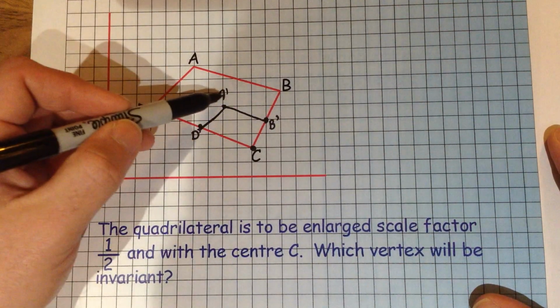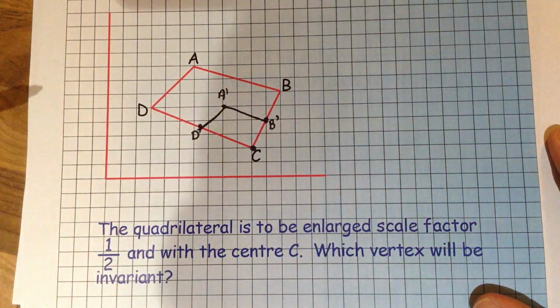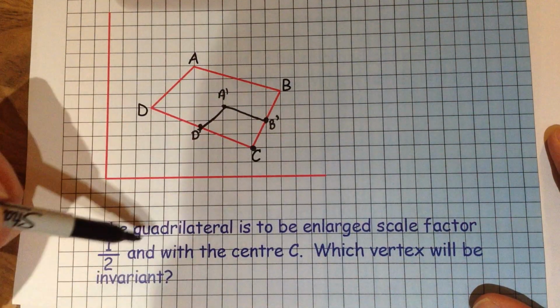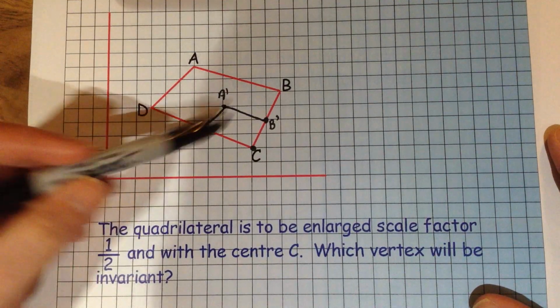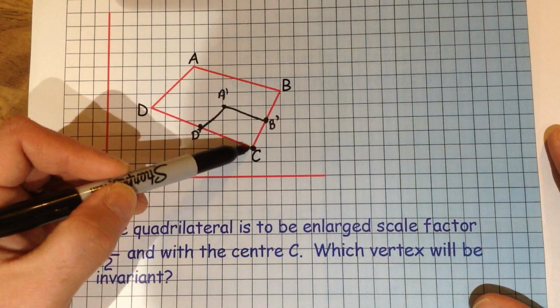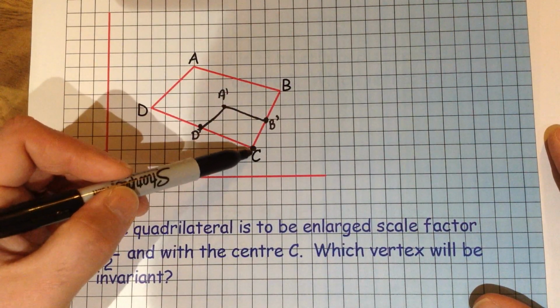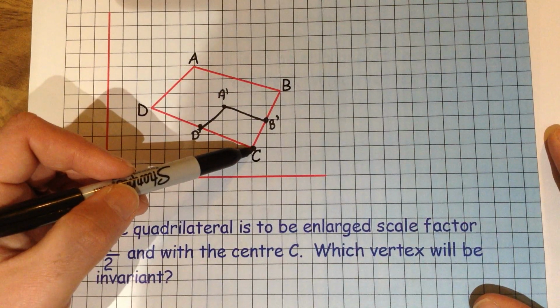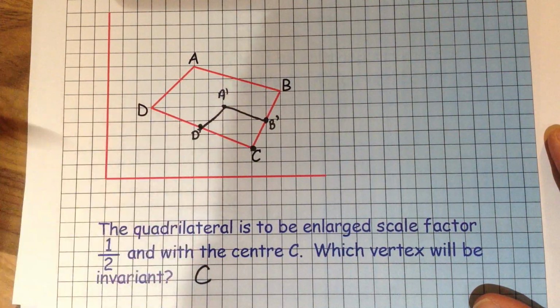Actually, all of this working was quite unnecessary. To show which point was invariant, the point that didn't move, we simply need to look at where the shape was enlarged from, so the centre. C is the only point that hasn't moved, therefore which point is invariant? C.